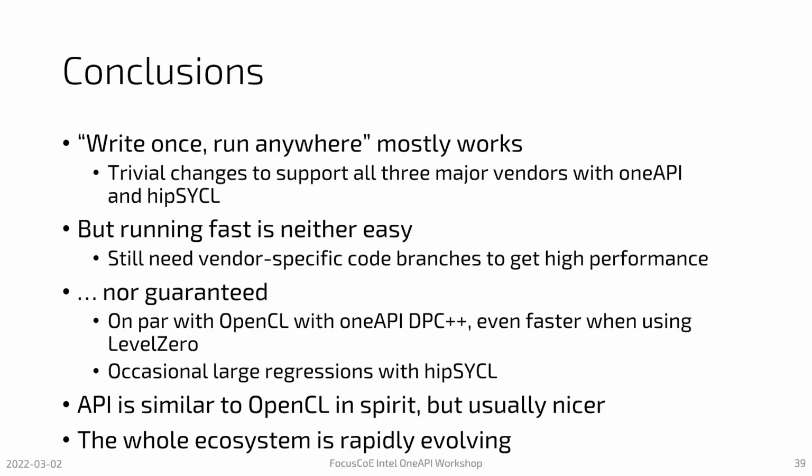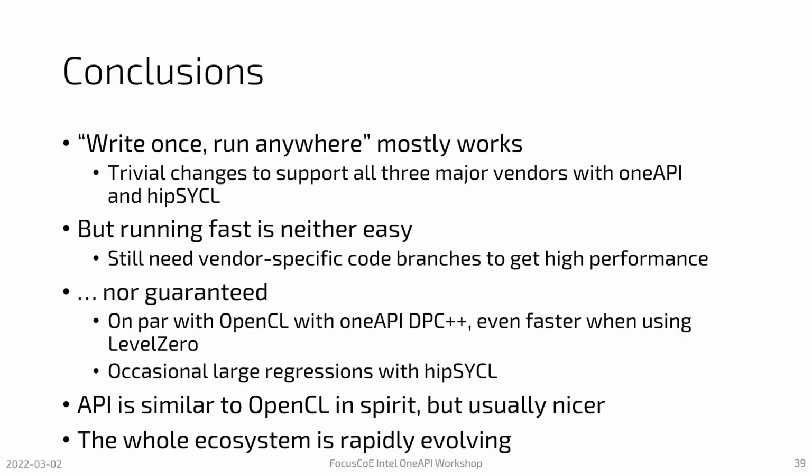If you want to get every single flop out of a device, you still need to tune for this specific GPU. If you have complicated kernels, the compiler won't do magic and optimize everything for every possible architecture. So you still need some vendor-specific, architecture-specific branching. But for simple kernels, usually the compiler is actually doing a decent job.